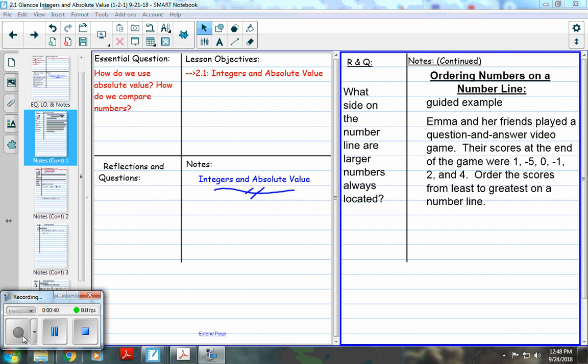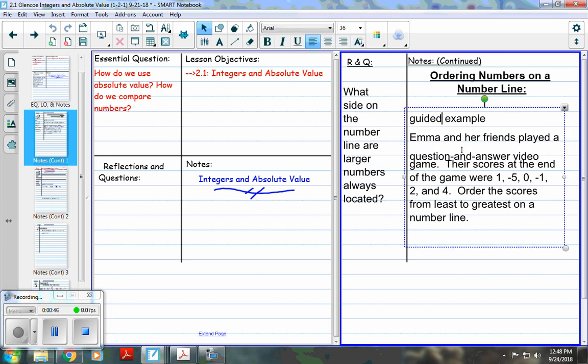So, in this first problem we have, ordering numbers on a number line, our first guided example, and I really do not like how I wrote that, so I'm going to start to fix this as I go. We needed to make sure that guided looked like it was noticeable, and I should probably add some colons afterwards. Okay, so go ahead and start circling what we care about in this problem before we start.